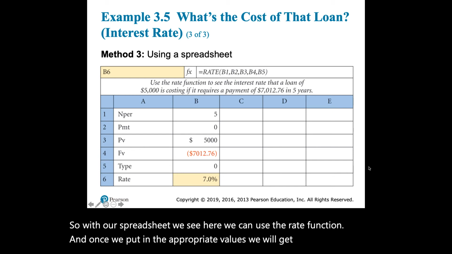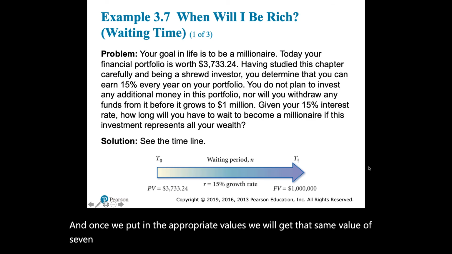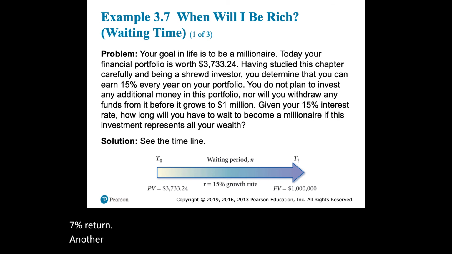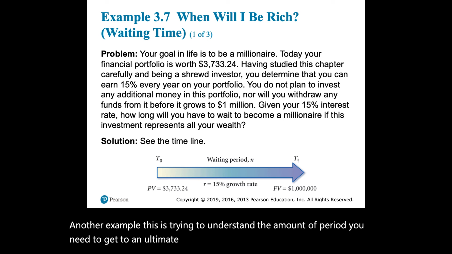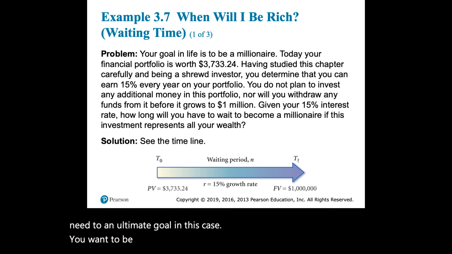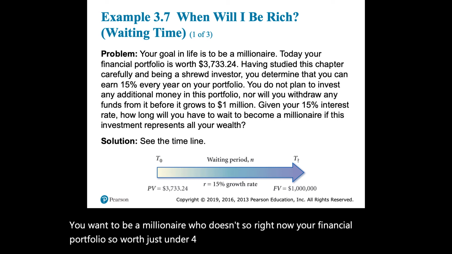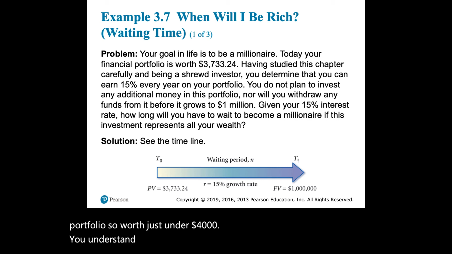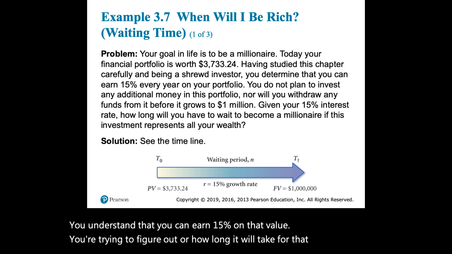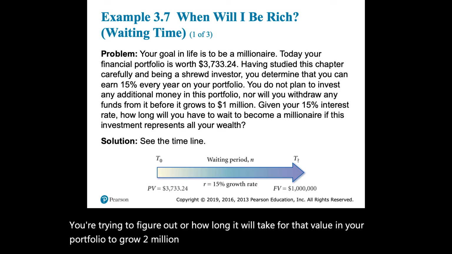Another example, this is trying to understand the number of periods you need to get to an ultimate goal. In this case, you want to be a millionaire. Who doesn't? So right now your financial portfolio is worth just under $4,000. You understand that if you can earn 15% on that value, you're trying to figure out when or how long it will take for that value in your portfolio to grow to $1 million. So given the 15% rate, how long will you have to wait to become a millionaire?